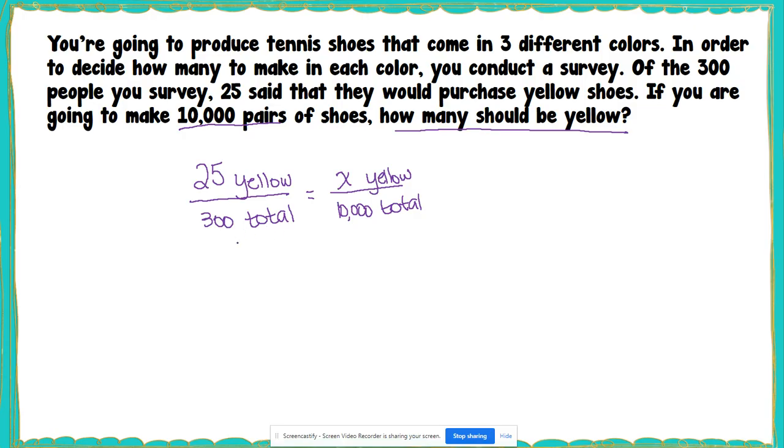Now, to solve, I can make an equation by cross multiplying. So I can multiply 25 times 10,000, which would give me 250,000. I'm going to set that equal to the next part of this, which I'll do x times 300. X times 300 gives me 300x. Now I'm just going to solve like a normal equation, and I'm going to get x by itself. To get x by itself, I'm going to have to divide by 300 on both sides of this equation.